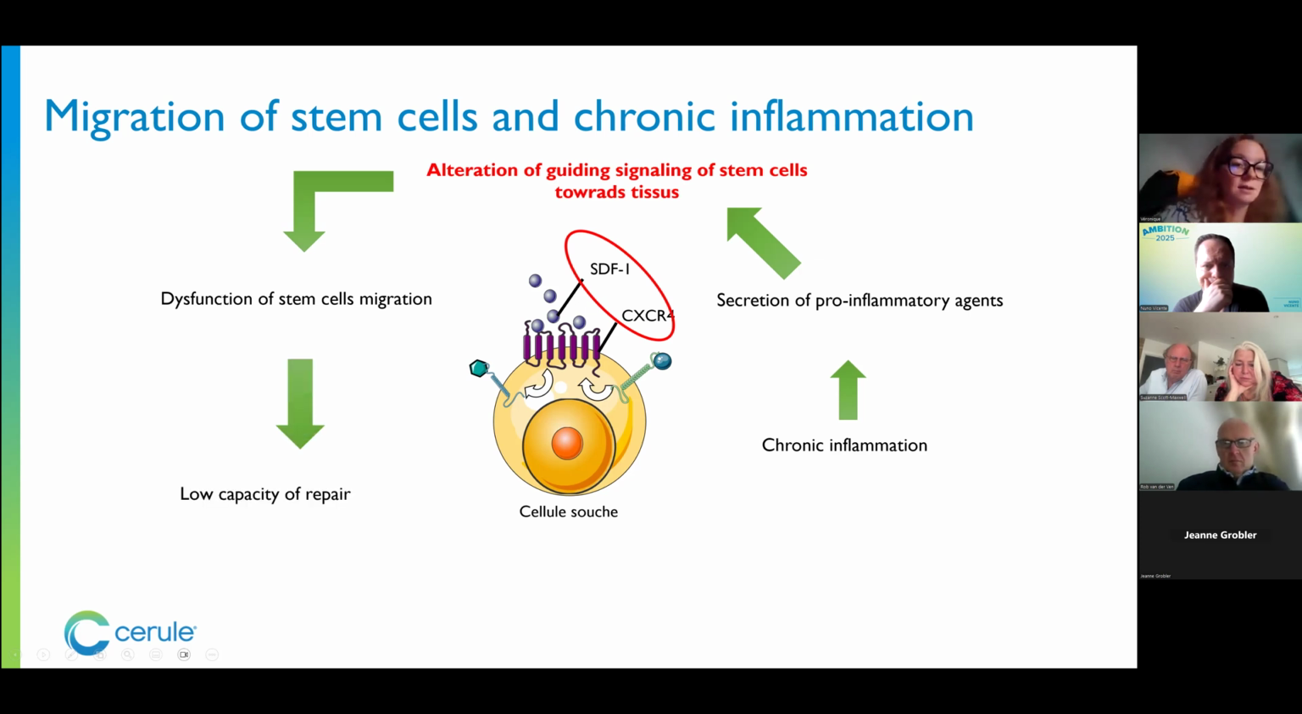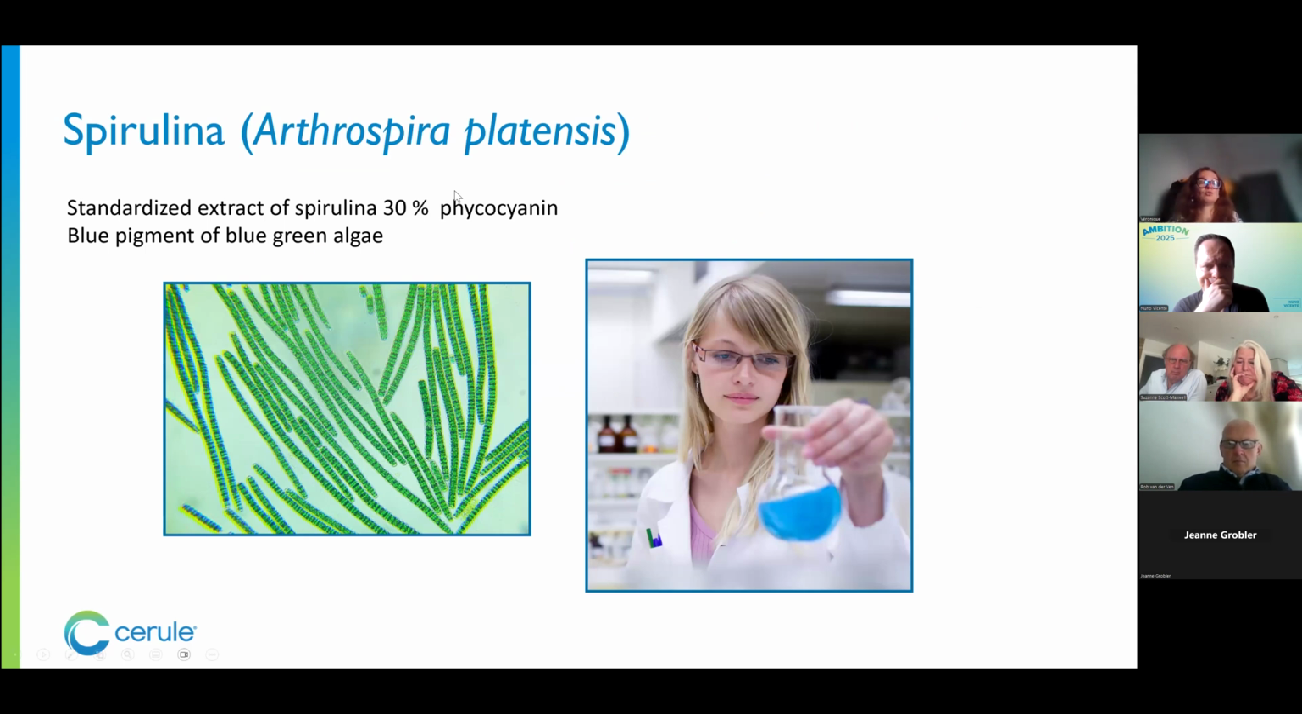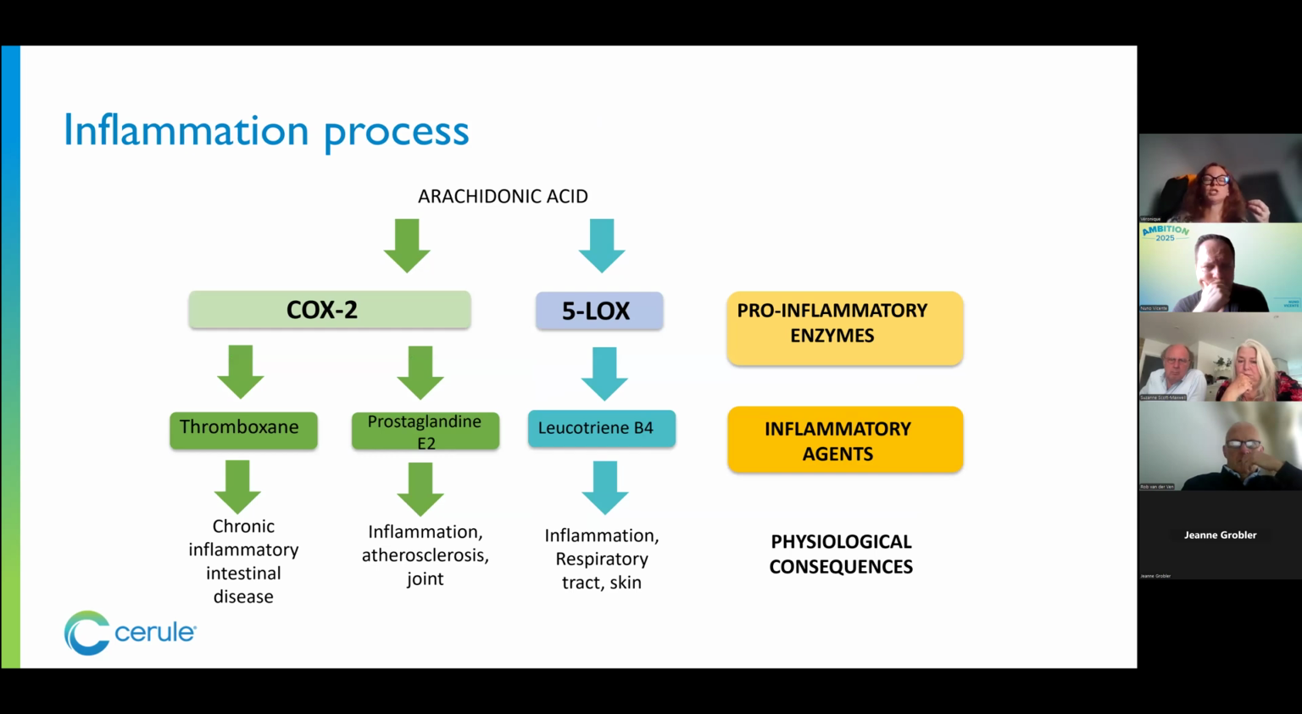So this chronic inflammation will really trigger a low capacity of repair, and we know that this chronic inflammation is also present in Alzheimer's and Parkinson's disease. So the idea to really reduce this chronic inflammation is to provide a spirulina extract that is standardized to 30% phycocyanin, which is really the blue pigment of spirulina, of blue-green algae. And specifically, this will have an anti-inflammatory action.